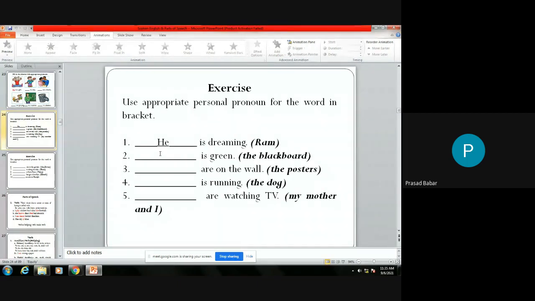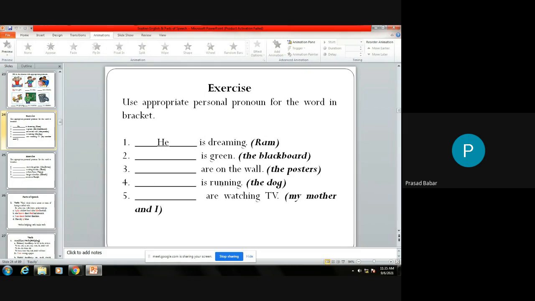The next is the posters are on the wall. So which pronoun will we use here? This. Yes, we will use here they are on the wall. Also we can use a demonstrative pronoun, that is, these are on the wall. We can use here these are on the wall, or we can use those also if they are far from your place.